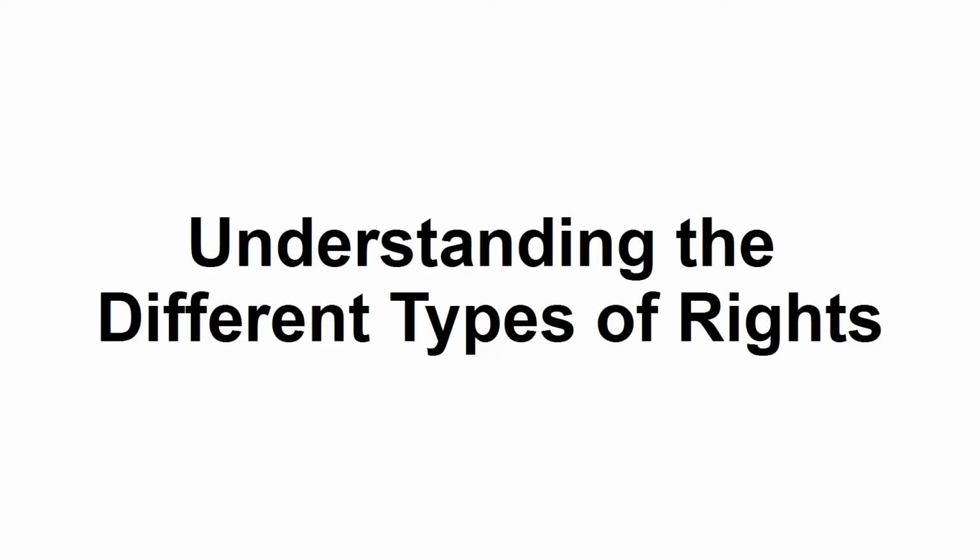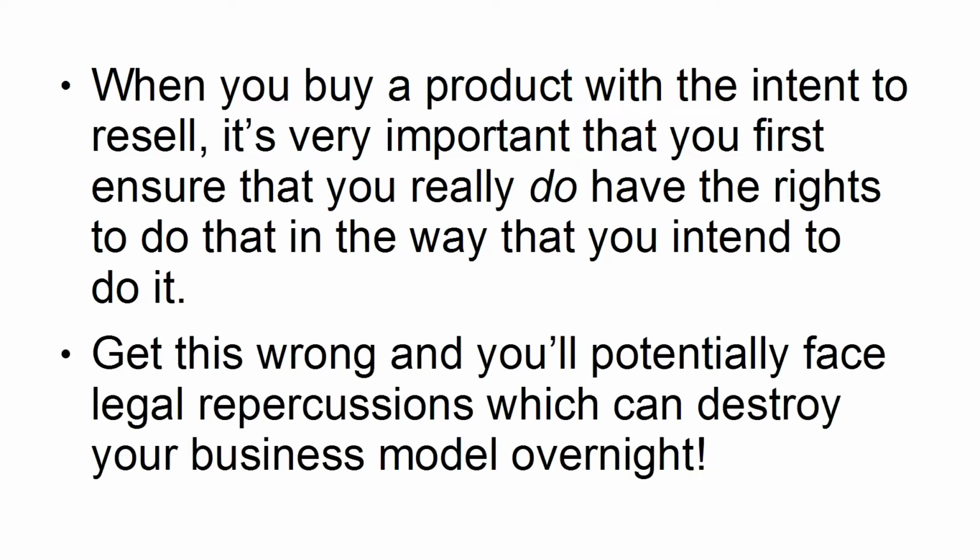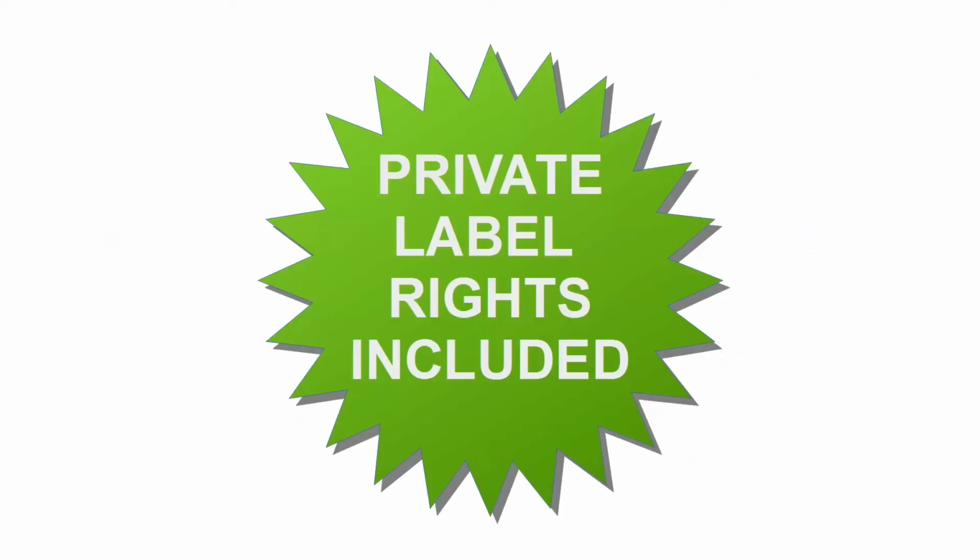Understanding the different types of rights. When you buy a product with the intent to resell, it's very important that you first ensure that you really do have the rights to do that in the way that you intend to do it. Get this wrong, and you'll potentially face legal repercussions, which can destroy your business model overnight. A PLR license is just one type of license you can purchase when buying digital products. So let's take a look at what the others mean.